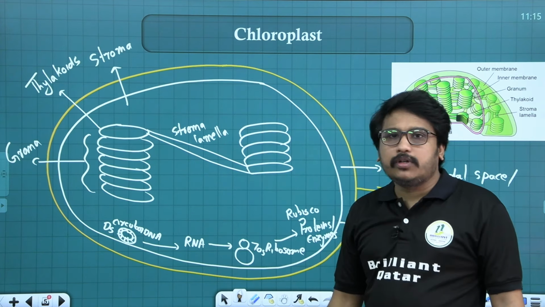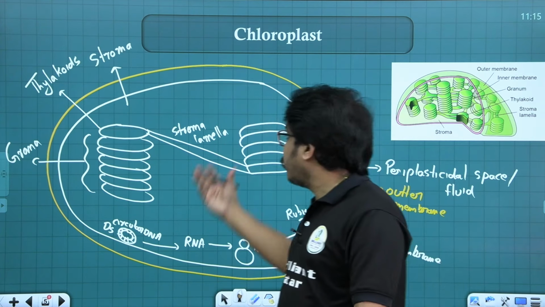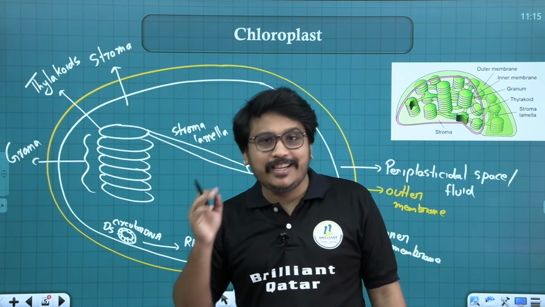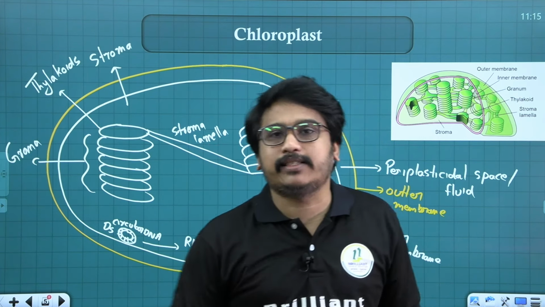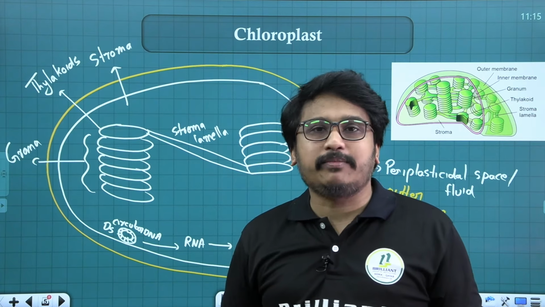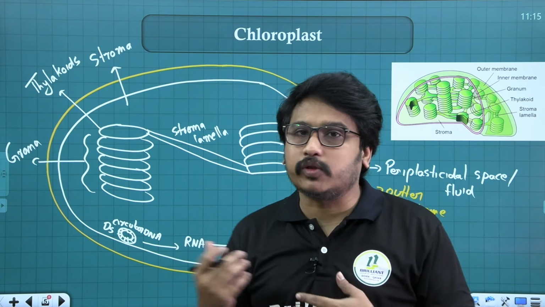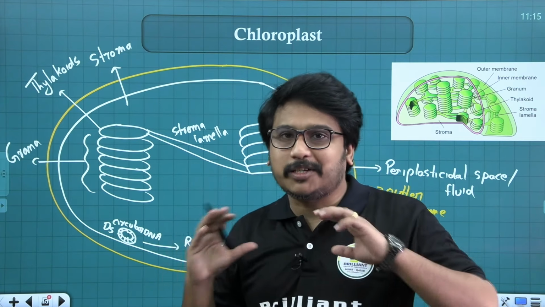So that's all about the structure of a chloroplast. Stroma lamella is also called intergranum, Fret channels, etc. So in different question banks, when you are practicing, you may come across all these. So understand the structure of chloroplast.